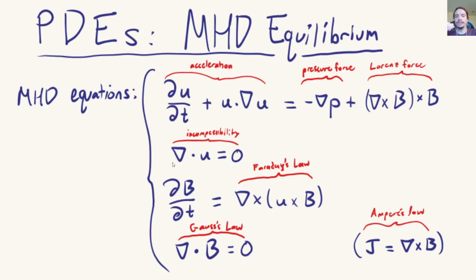We're also demanding here that our plasma be incompressible, so you can't squish it or stretch it. We don't want to demand this if we have a gas, but in this case, we're just going to take incompressibility for making our life a little bit easier.